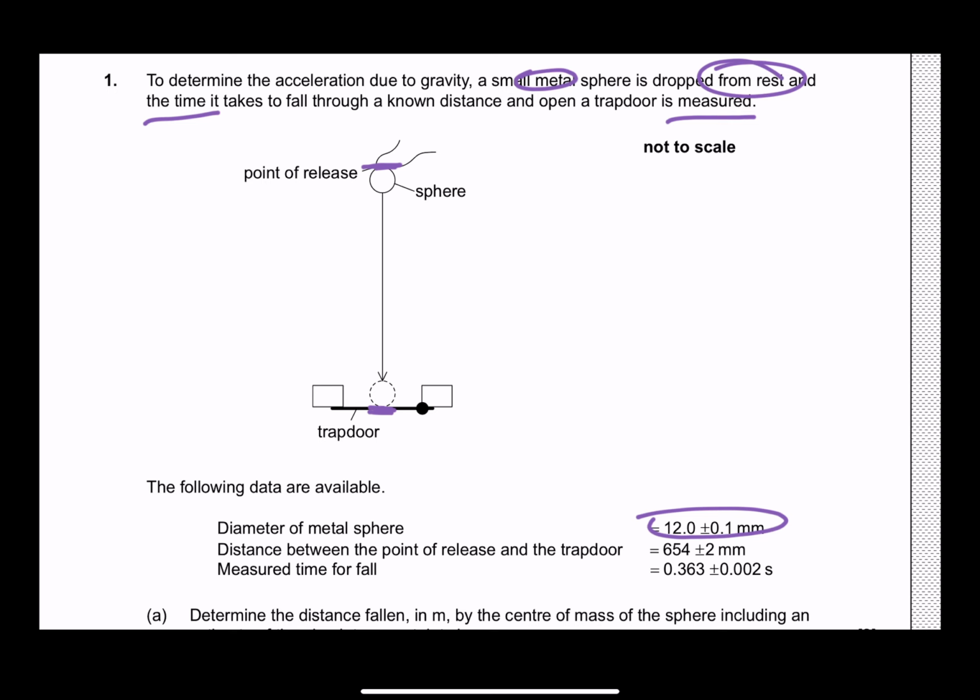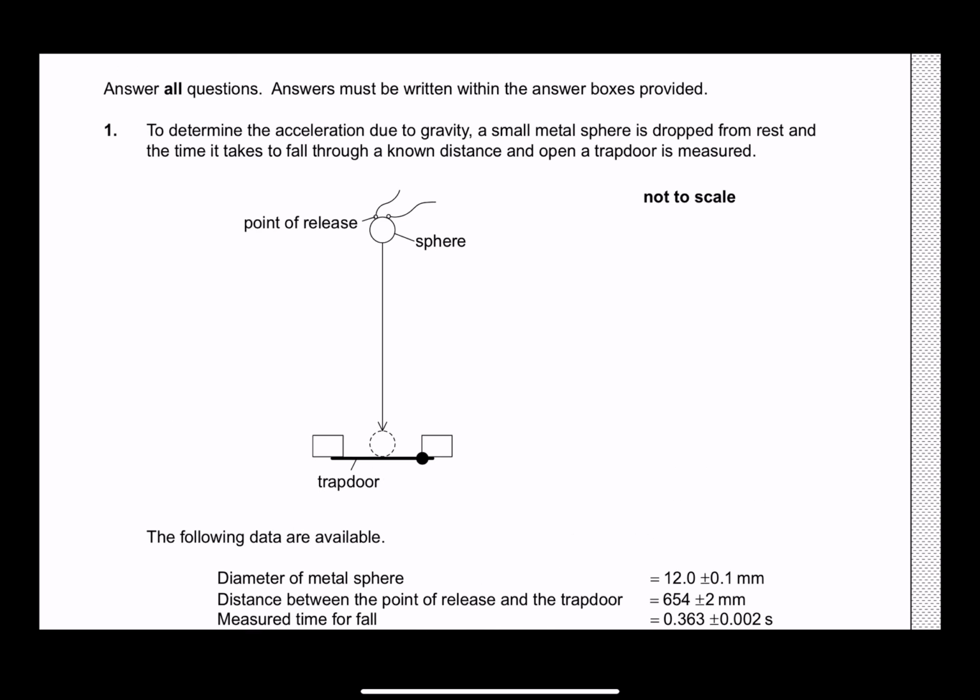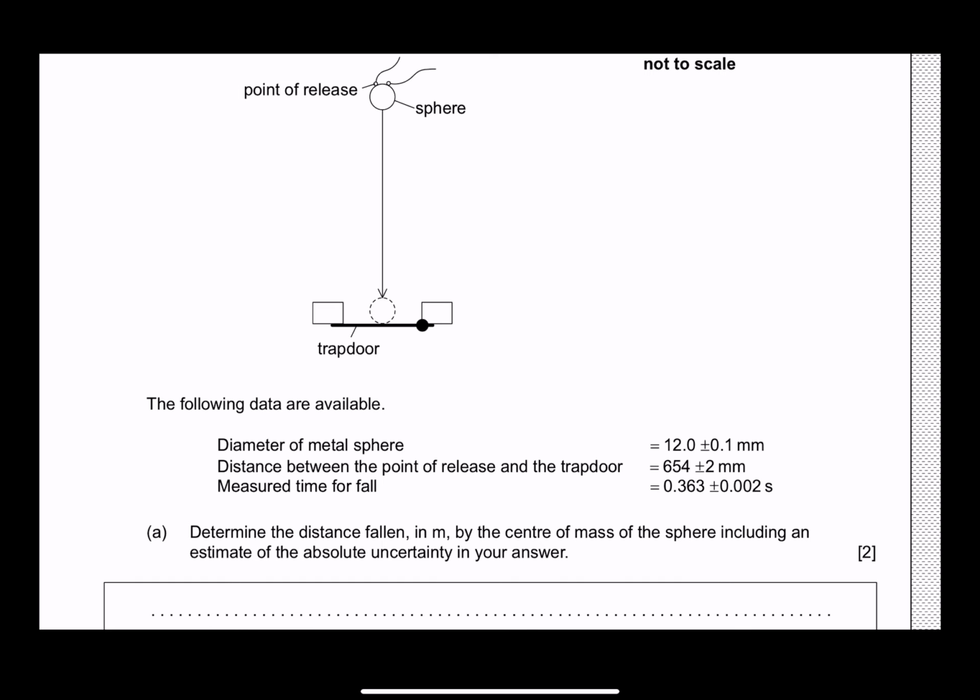That's also given. And so number 1A wants to know what is the distance fallen in meters by the center of mass of the sphere from where it's released down to the trapdoor. Okay, so to find the distance fallen, we first have to recognize that the point of release is the top of the sphere and the trapdoor is at the bottom of the sphere. And so the distance from the point of release to the trapdoor is 654 plus or minus 2 millimeters.